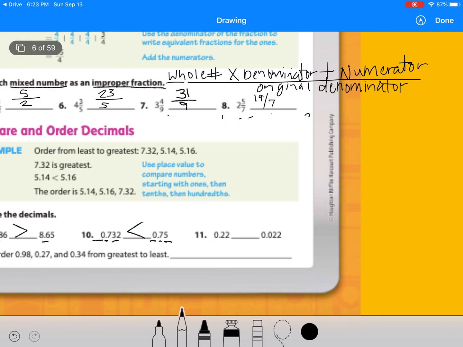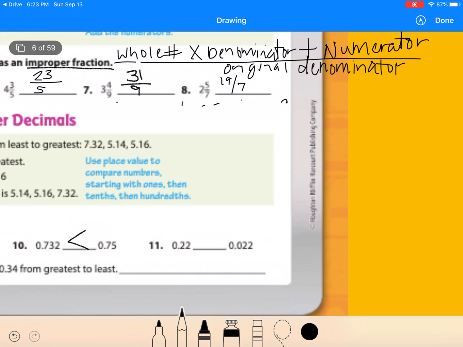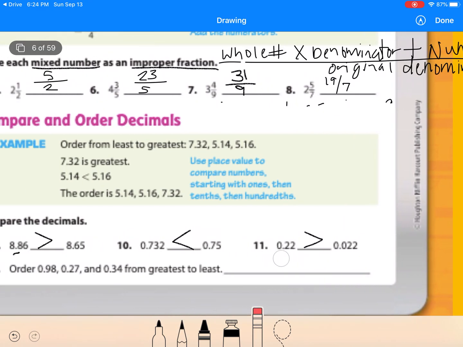Now our next one, this one is one kids always get wrong just because they're not paying close attention because they want to get their homework done. We have to look at our ones place. They're both zeros. Now we look at our tenths place. One's a 2 and one's a 0. 2 is greater than 0. You already know. However, kids will say, well, this has 3 numbers behind. Doesn't matter. If they both have the same ones place, then you go to the next place, the tenths. And then if they both have the same tenths, you go to the hundredths. Whoever has the largest would be the greatest. So 0.22 is greater than 0.022.